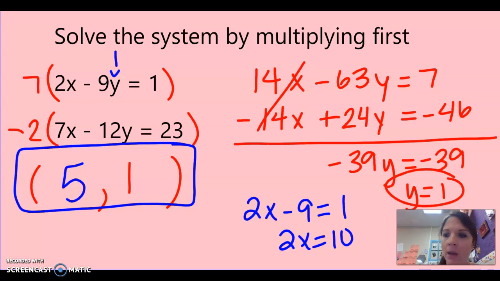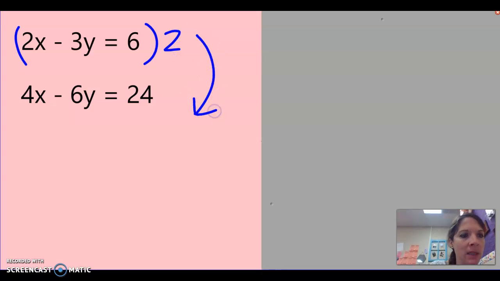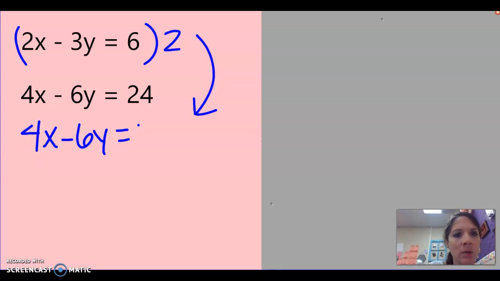Perfect. Okay, last equation. I'm going to look and see, I can take the top number times 2. I'm going to put it over here so I don't ruin my screen. So the top is going to be 4x minus 6y equals 12. Oh, okay, so this is going to be tricky. Actually, I'm going to take it times a negative 2, so that's going to be a negative 4, a positive 6, and a negative 12.